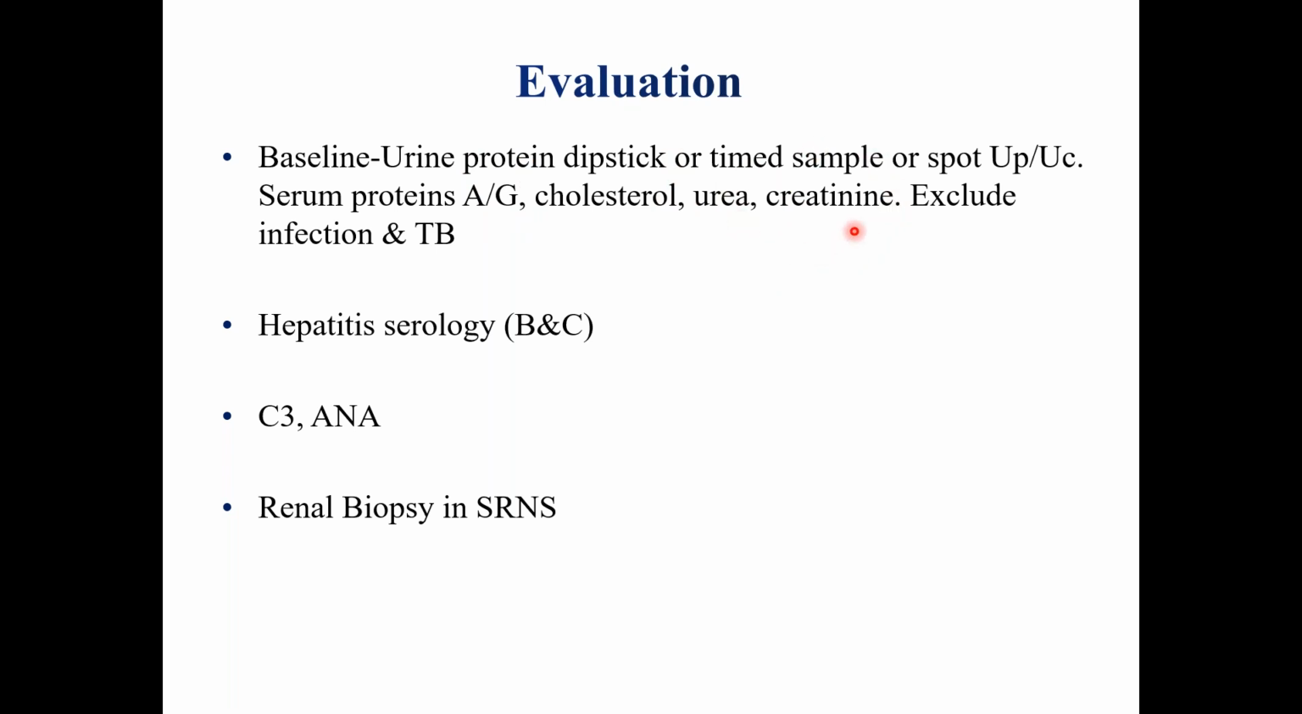In childhood nephrotic syndrome, generally the urea and creatinine are normal. They don't have an underlying chronic kidney disease. It's only during episodes of relapses, because of hypovolemia and all, you can have some mild acute kidney injury, but that also resolves with the treatment of a relapse.